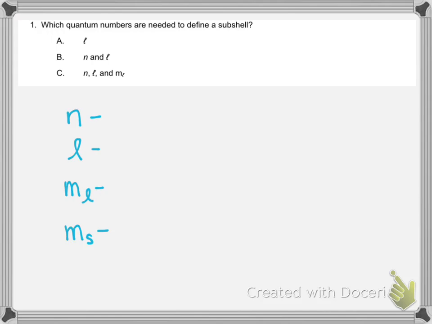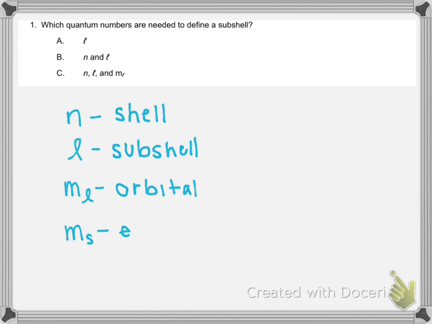So when we only know n, we know what shell our electron is in. When we also know l, then we know the subshell. If we additionally know m sub l, we know what orbital our electron is in. And if we know all four, including m sub s, we will now be describing a specific electron.